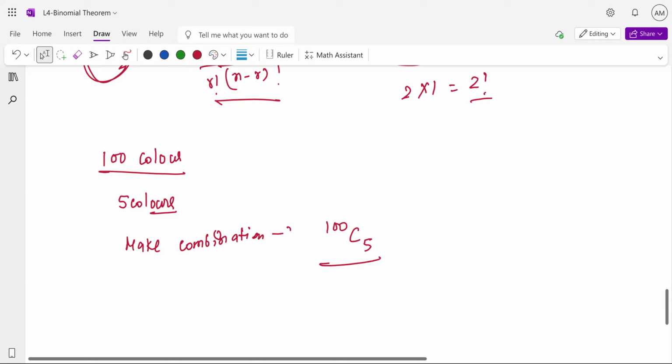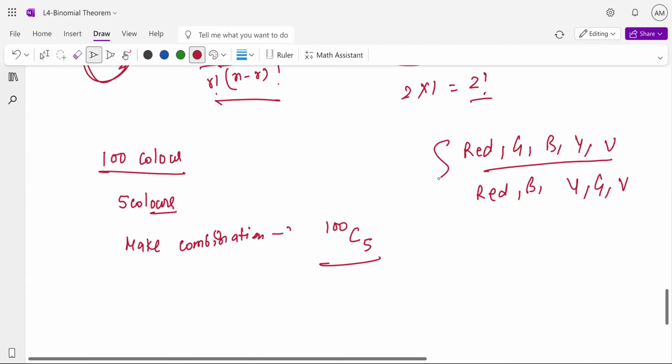In the combination, for example, if I am taking red, green, blue, yellow, violet, or red, blue, yellow, green, violet, if I'm making a combination, these will be counted as a single entity. Is that clear? Because in combination, we are not interested in the order and arrangement. Now, if I know that this many combinations are possible, and I can get the possible arrangements for each combination, then I will get the permutation also. Is it clear?